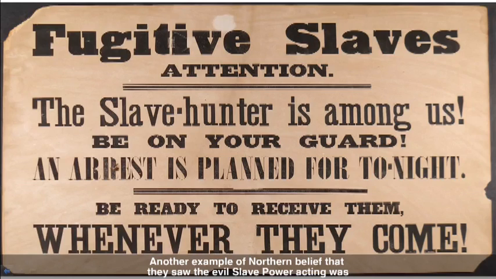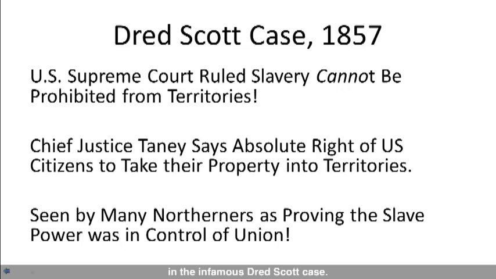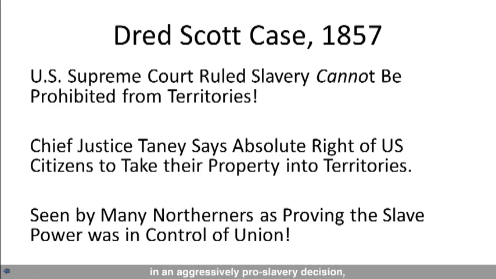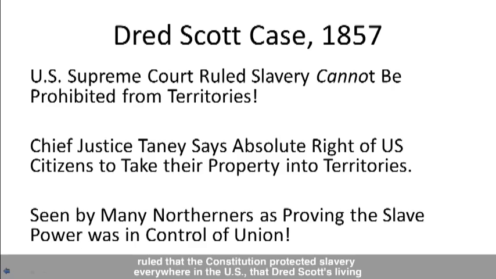Another example of Northern belief that they saw the evil slave power acting was in the infamous Dred Scott case, the 1857 U.S. Supreme Court case, in which the Supreme Court ruled in an aggressively pro-slavery decision, ruled that the Constitution protected slavery everywhere in the U.S., that Dred Scott's living in a territory, Wisconsin, whose own laws forbade slavery, that he was not free because the Wisconsin anti-slavery law violated the U.S. Constitution and its guaranteed protection of people's property, including slaves.